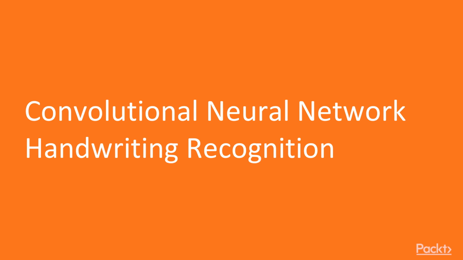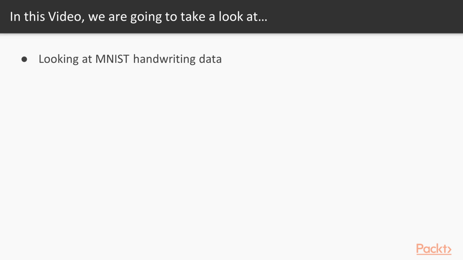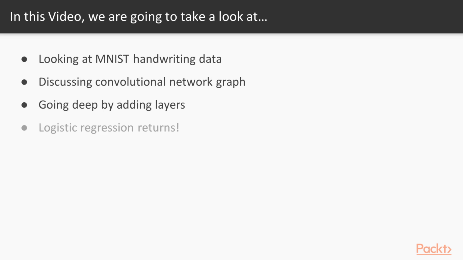In this video, we're going to make a convolutional neural network that can actually do handwritten digit recognition. We'll download the MNIST handwriting data, and then we'll build up a convolutional neural network graph and code so you can visualize what's going on. We'll go deep by adding layers, and then we'll see our friend logistic regression return as an output, and then finally run our model and predict classification of handwriting digits.